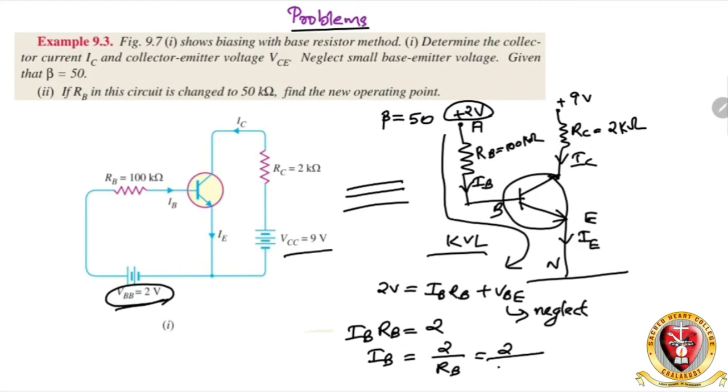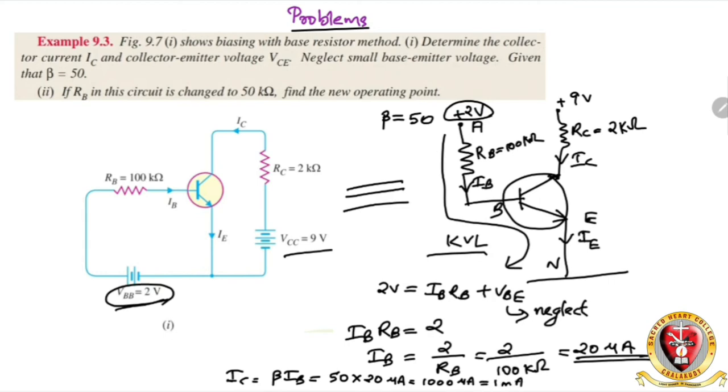So that is 2 by 100 kilo ohm. So that is 20 microampere, because kilo ohm is 10 raised to 3. So we can convert this in terms of microampere. So this is 20 microampere. Knowing the value of IB, we can also find IC. IC is equal to beta IB. So beta is 50. 50 into 20 microampere is 1000 microampere. So 1000 microampere is simply 1 milliampere. So this is the value of IC.